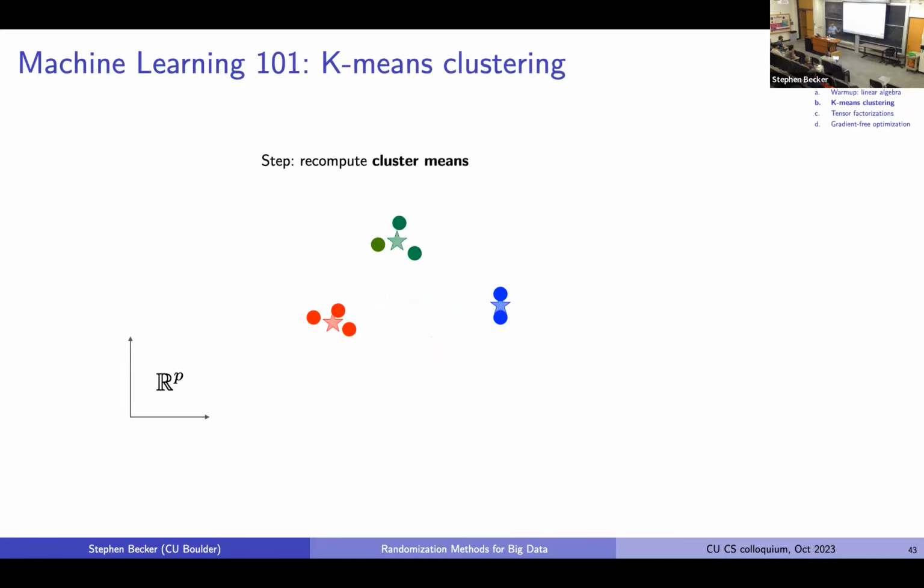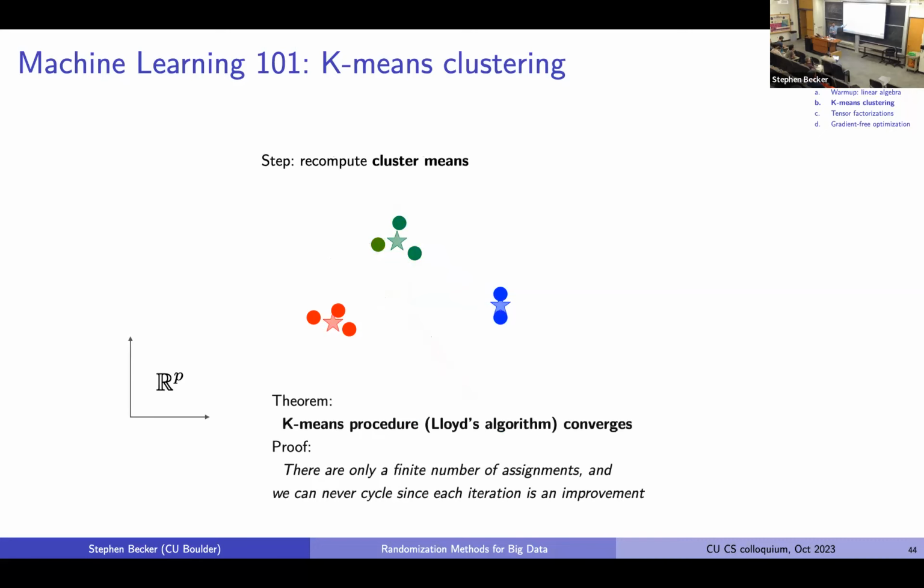Then I keep iterating, and in this case, I stagnate. I don't go any farther. In fact, it's pretty trivial. This converges because every time I move things around, I'm only making things better, and there's only a finite number of assignments. That's a discrete quantity. So if I'm only making things better and there's a finite number of things, then I have to end. I don't end at the best solution, that's not true, but I do end. So that's k-means. Very famous because it works pretty well and it's super simple.